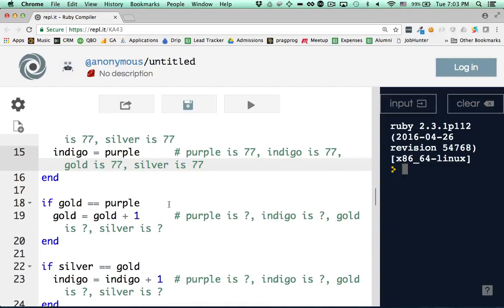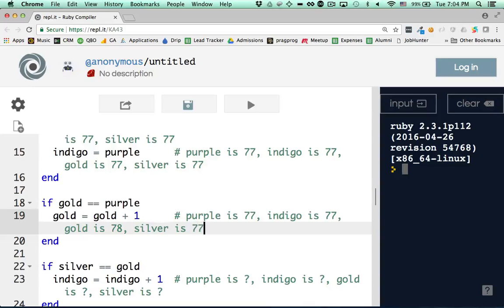Okay, if gold is equal to purple, and note the double equals, right? So is gold equal to purple at this point? It is. All the colors are 77. So gold equals gold plus 1. So what happens to gold? It's 78. So now gold is the outlier. Any questions about that?